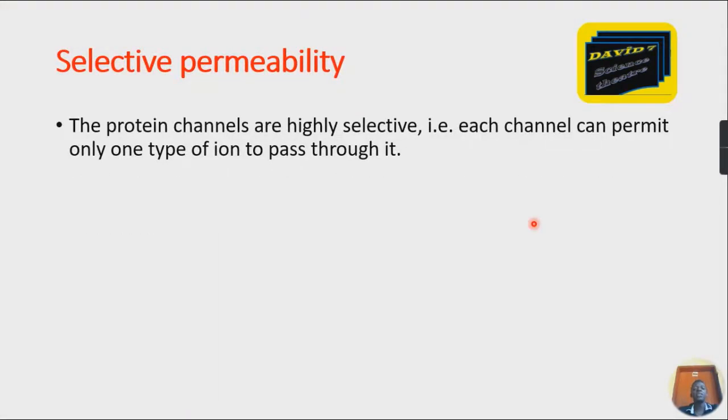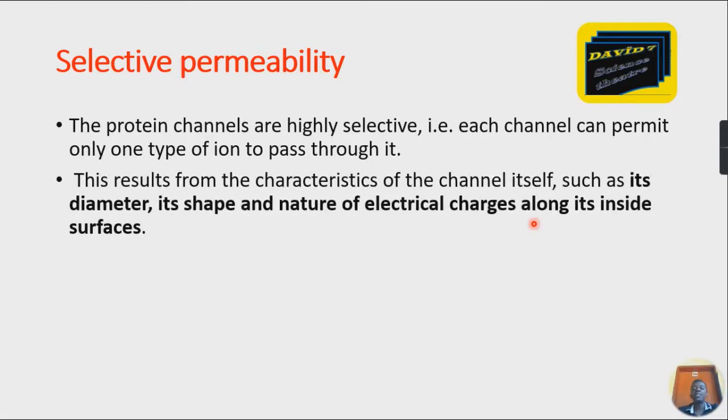The protein channels are highly selective, i.e., each channel can permit only one type of ion to pass through it. This results from the characteristics of the channel itself, such as its diameter, its shape, and the nature of electrical charges along its inside surfaces. These are good determinants of what will be carried through that protein.